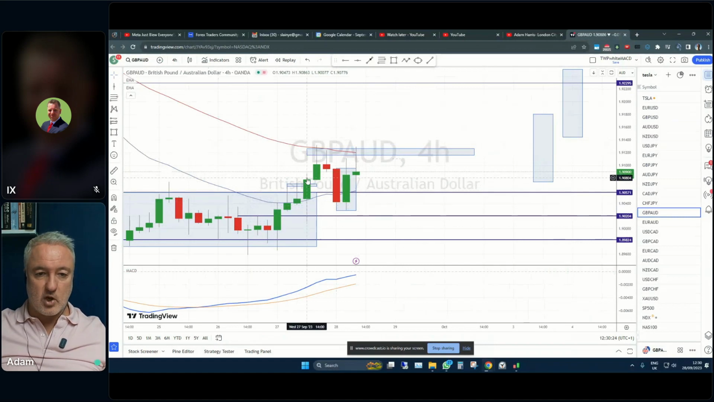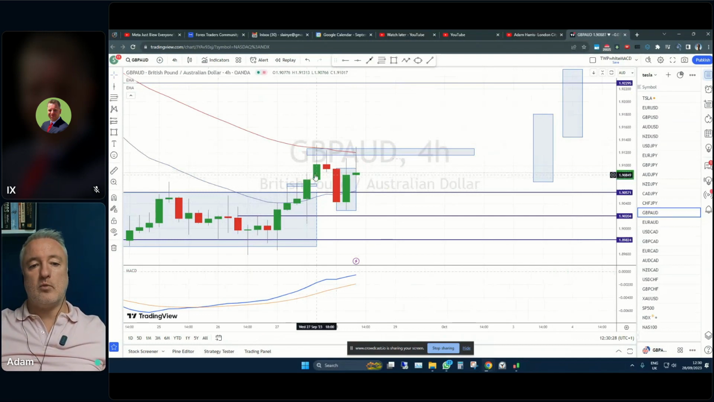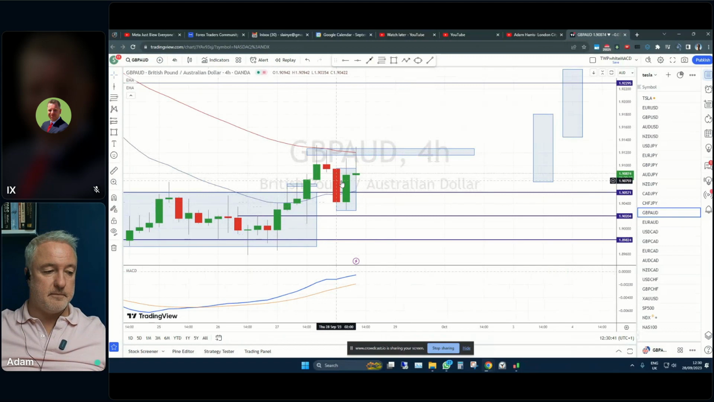So actually, this is what happened. We closed yesterday, 4 o'clock or whatever, with this candle. It went up a little bit higher, so it followed through. And then overnight, it came back down. And today, it's produced this bullish candle. So is the narrative still holding? Yes, it is.